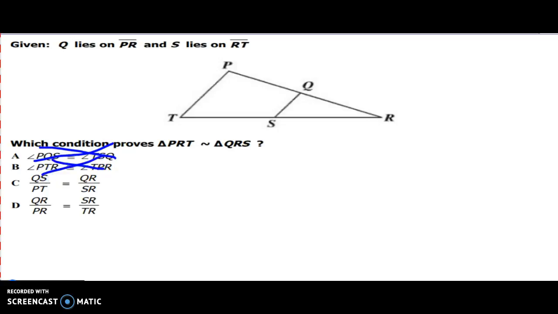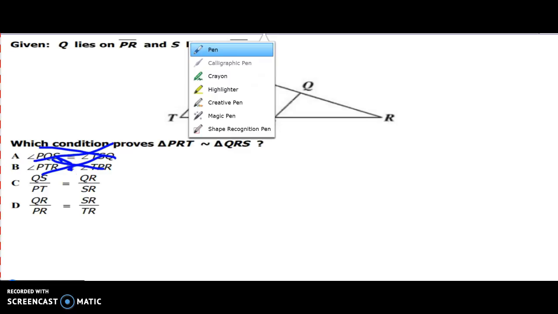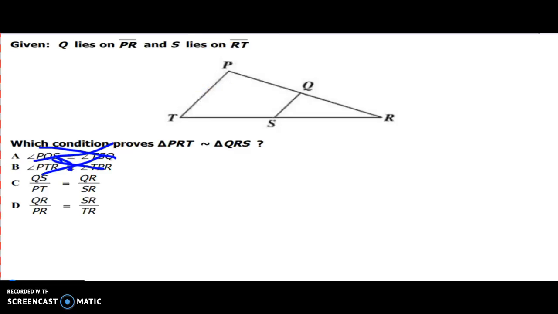So we need a proportion. So one of the proportions we're going to set up. So let's see if we can figure out a proportion. Let's kind of highlight it. QS is to PT. Well, that looks good. As QR is to SR. We didn't compare anything in the bottom one, so I don't think that one's going to work.